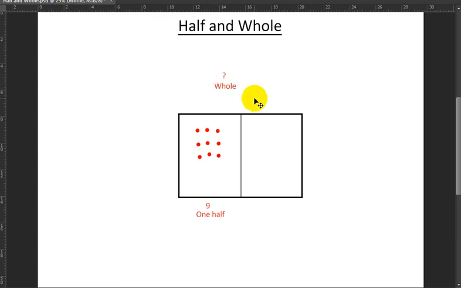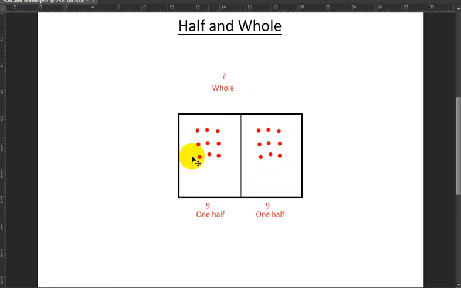How would I find that? How would I have to think? Well, here's what I should think. Since this is 1/2, meaning that there are 9 dots in here, there have to be another 9 dots on the other side of the box. Because remember, the halves need to be the same. Whatever's on this side also needs to be on this side. So if there are 9 here, there also has to be another 9 here. So if 9 is 1/2, then 9 is the other half.